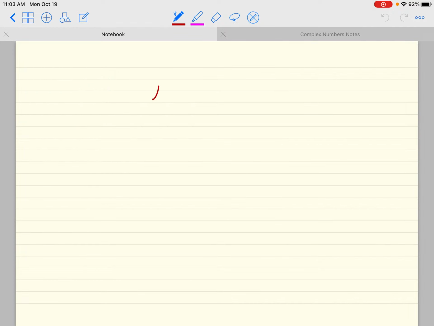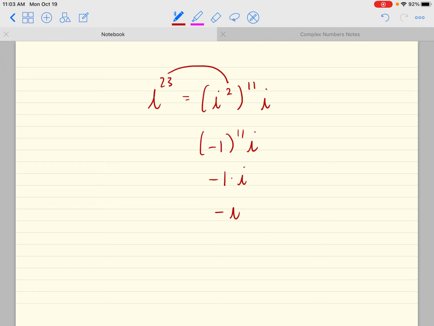Or if it was i to the 22nd, how many i squareds is that? Well, 22 divided by 2 is exactly 11. And so this would be a negative 1 to the 11th power. But now because negative 1 is being raised to the 11th power, I get a negative 1 as a result. Or if it was i to the 23rd, then how many i squareds is that? Well, 23 divided by 2 is 11, but there's 1 left over this time. So this would be negative 1 to the 11th times that leftover i. So a negative 1 times the leftover i, which is a negative i.